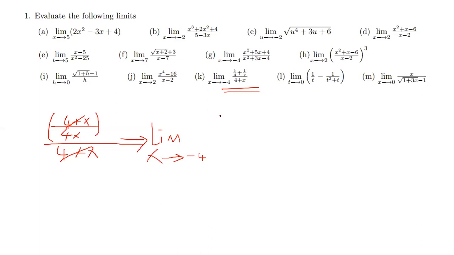So we find the limit of 1 over 4x. You just put negative 4 where there is x, and then you get your answer to be 1 over 16. Of course, this is supposed to be a negative. So these questions are just as simple as that. They are not difficult.